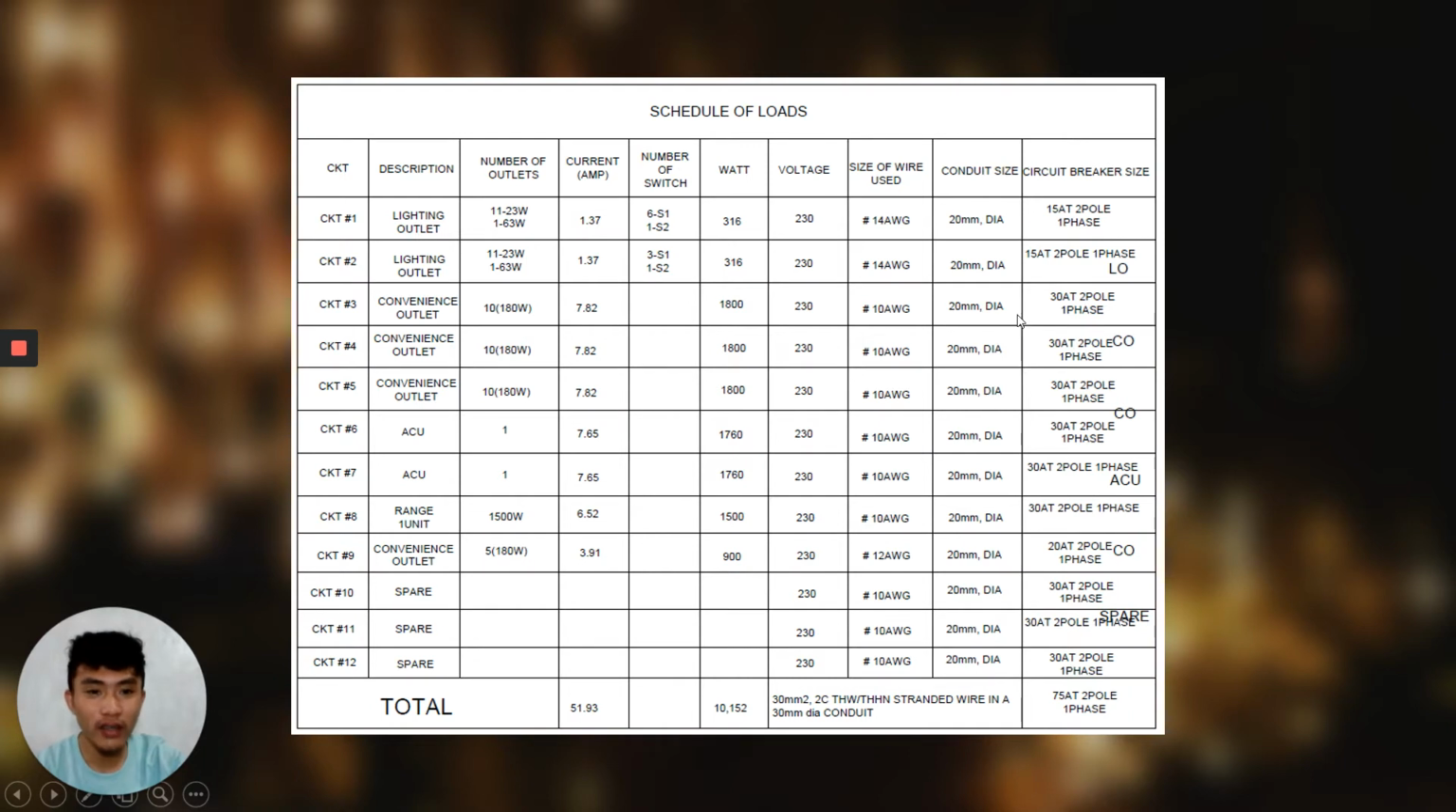And we also have here the conduit size, the diameter, as well as the circuit breaker size. So later on in our sample electrical plan, we're going to be identifying which of these circuits, or where we can find these circuits in the house.